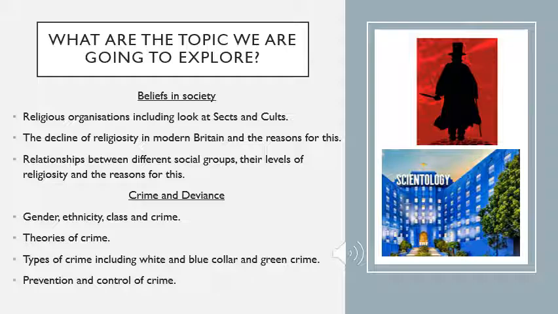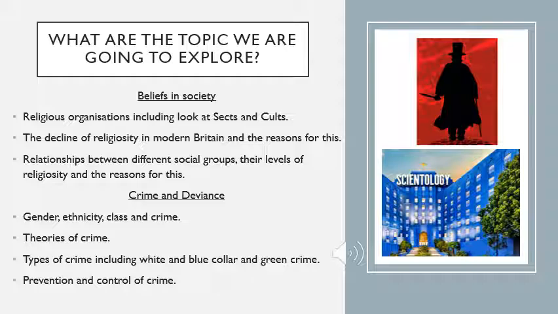We also look at the decline of religiosity, can never say that word, in modern Britain and the reasons for this. And then we look at the relationships between different social groups, their levels of religiosity and the reasons for this. And we also look at theory of religion as well.